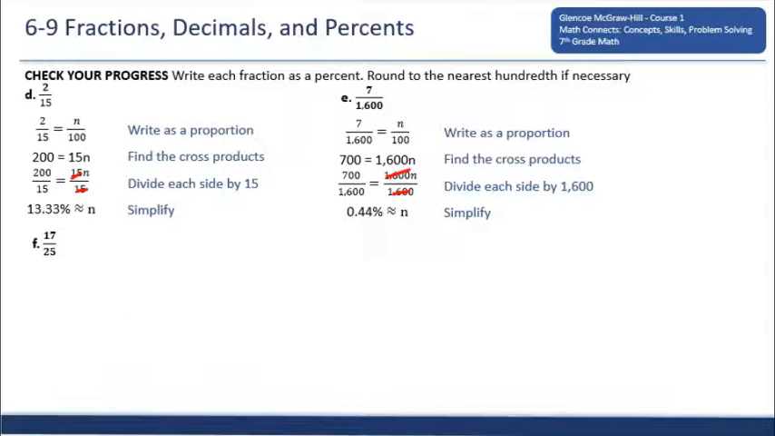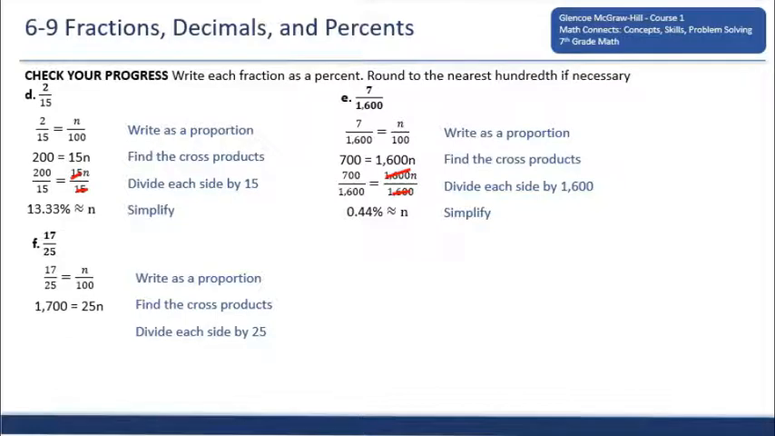denominator to 100, so we can multiply 25 times 4 to get 100 and 17 times 4 to get 68. But we will write a proportion. 17 over 25 equals n over 100. Find the cross products. 1700 equals 25n. Divide each side by 25 so that we can get n by itself. And then we will simplify. And that will get us n equals 1700 over 25. And if we do it on a calculator, it's 68%.